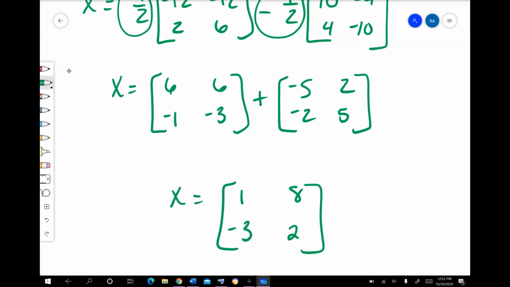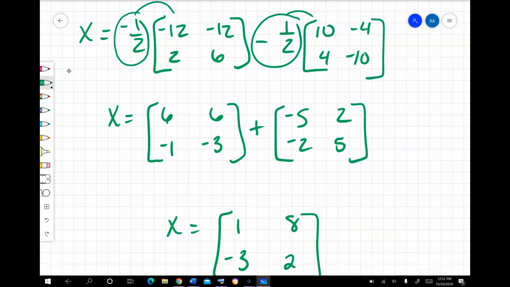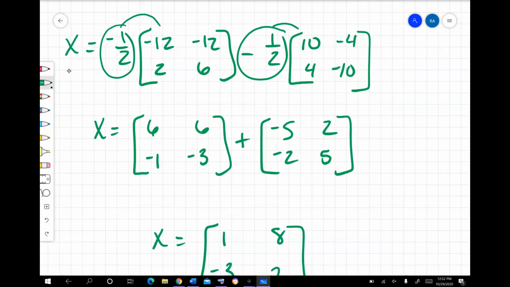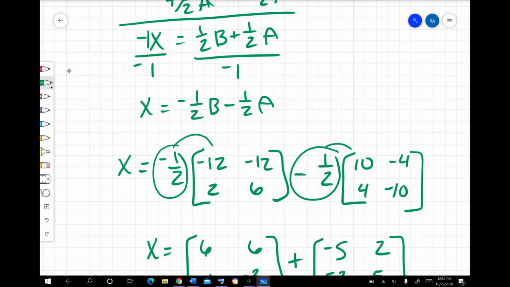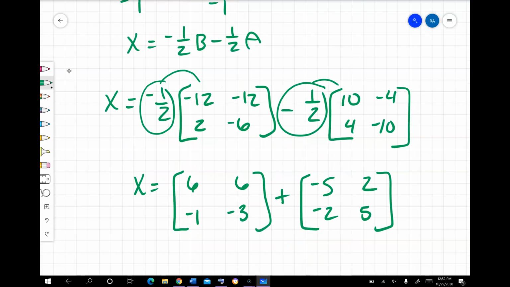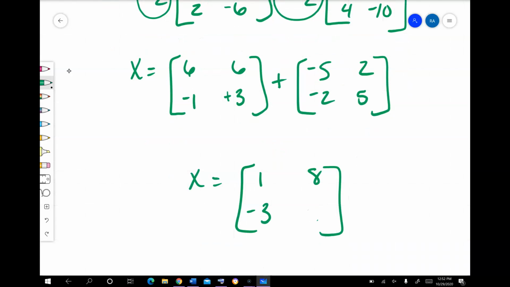Hold on, I did something wrong. B is negative 12, 2. Oh, this is supposed to be a negative 6. So this would be a positive 3, and this should be 8. Okay, there we go. But you get the point, okay?